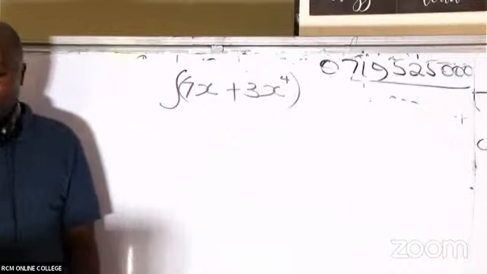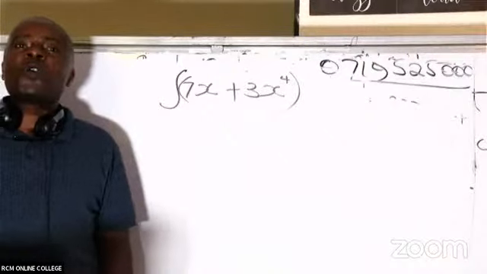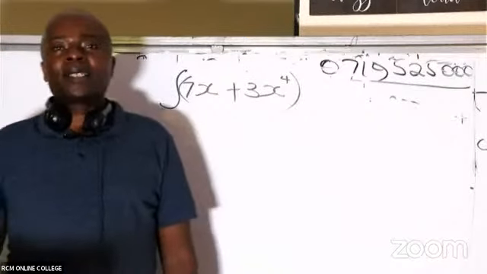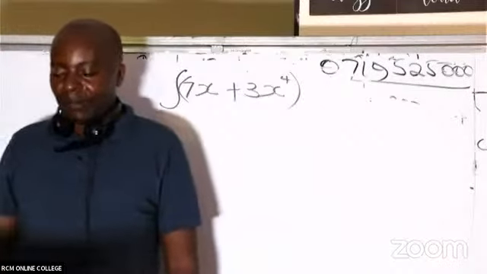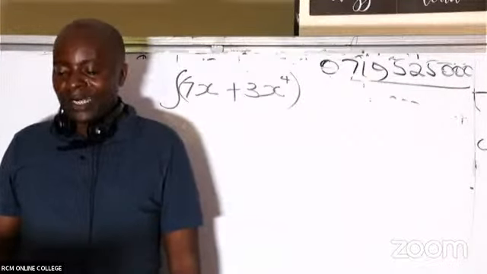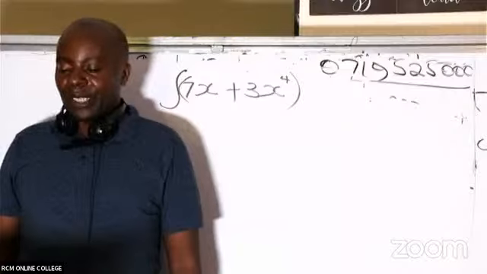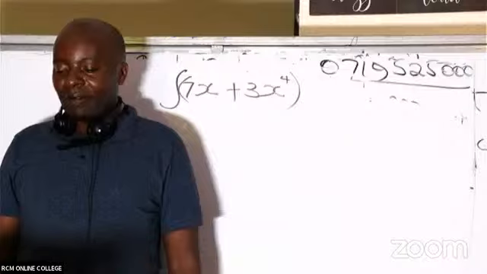He only forgot K, because K must always be there whenever we integrate. Whenever we integrate, K must always be there, just like CPA K, must always be there.